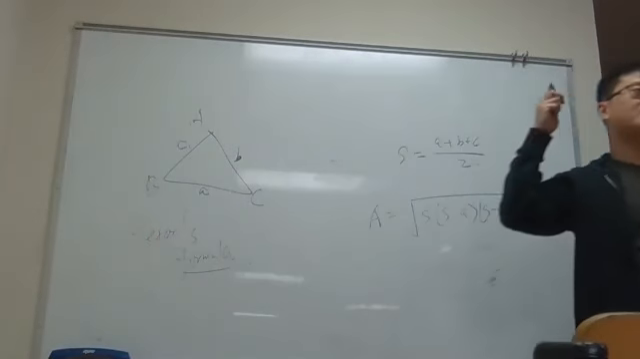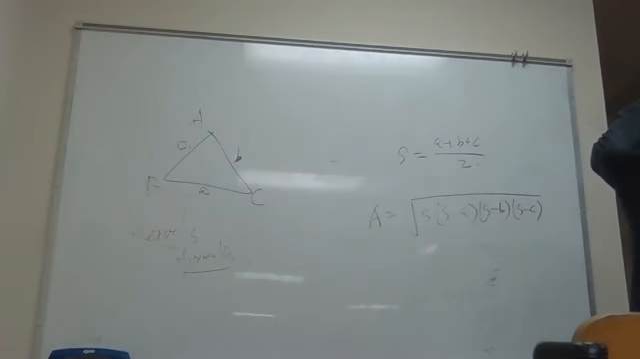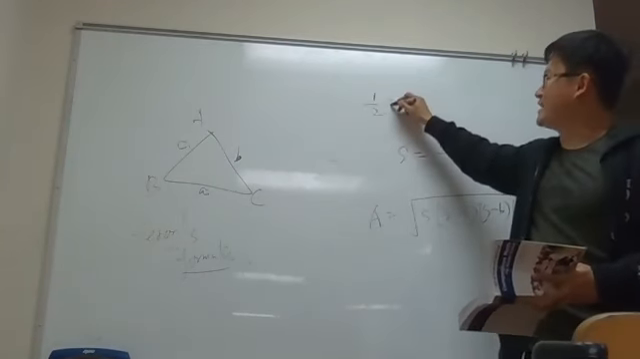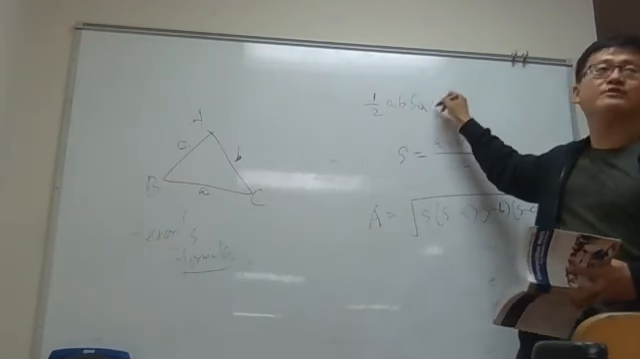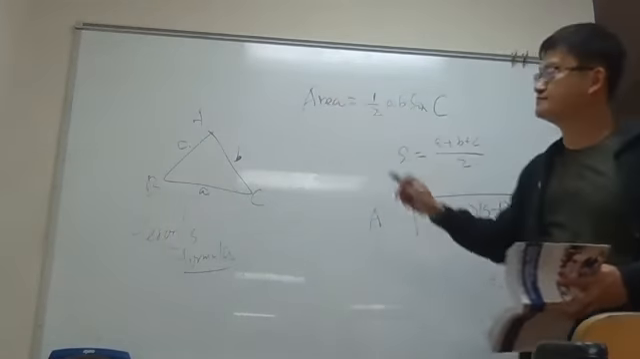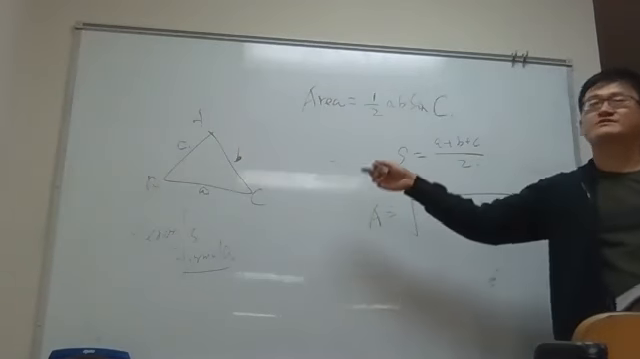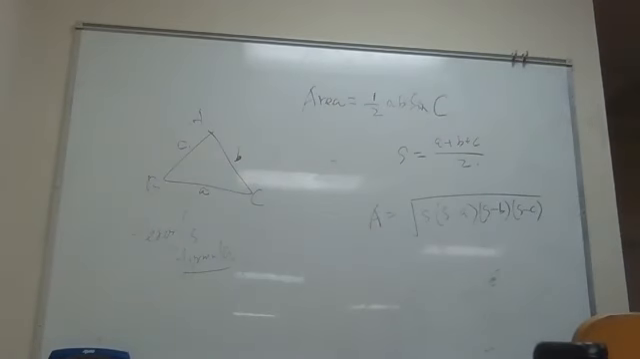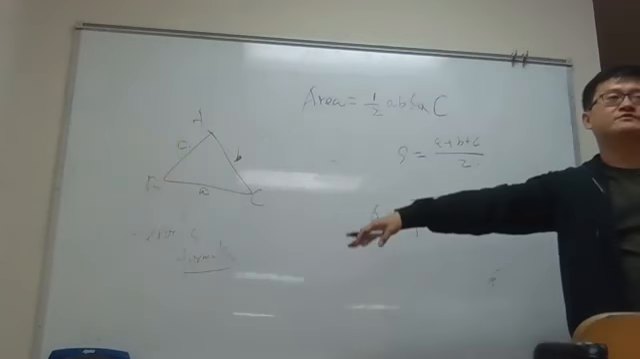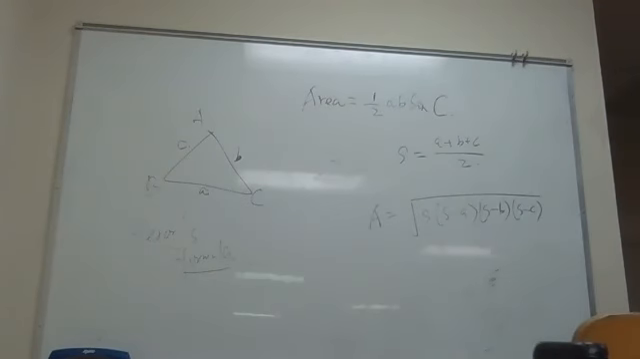And by the way, what are other alternatives of computing an area for a triangle? There's 1/2 AB sine C. Right. You have 1/2 AB sine C is another way of computing the area, right? And then the traditional way is just the base times the height, right? So you have these alternative methods of computing the area.